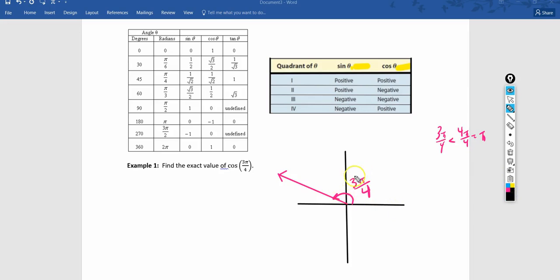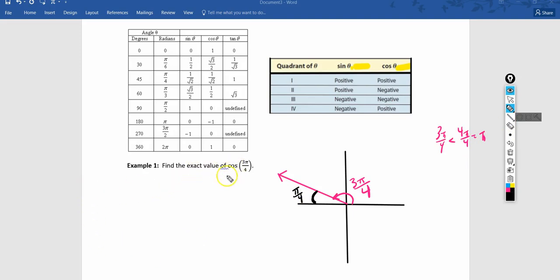Now, by definition, the reference angle is the angle that the terminal side makes with the nearest x-axis. And I can tell if I add this red angle to the reference angle, it's going to give me the flat angle. And so this reference angle is pi over 4.